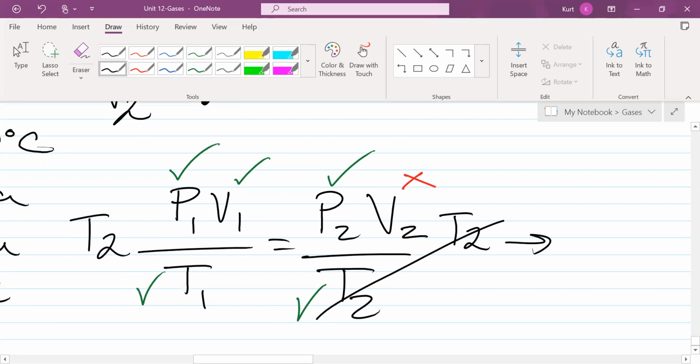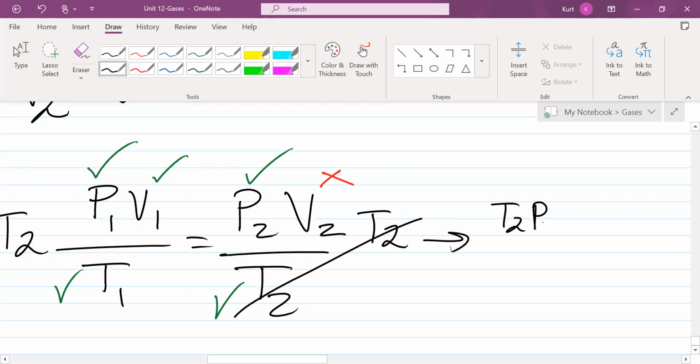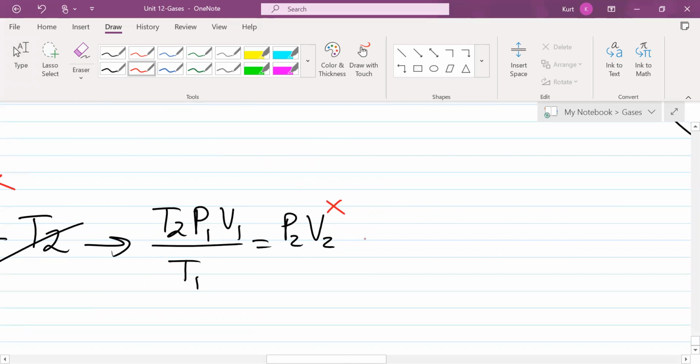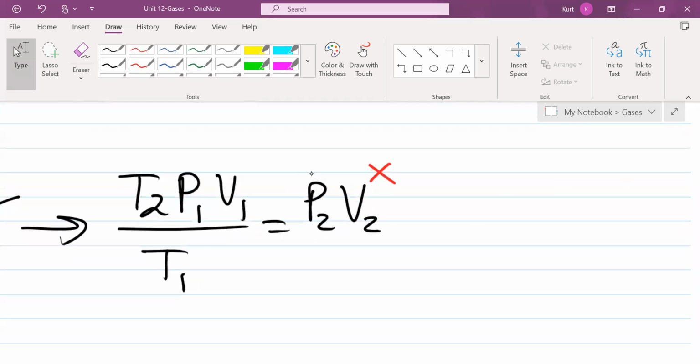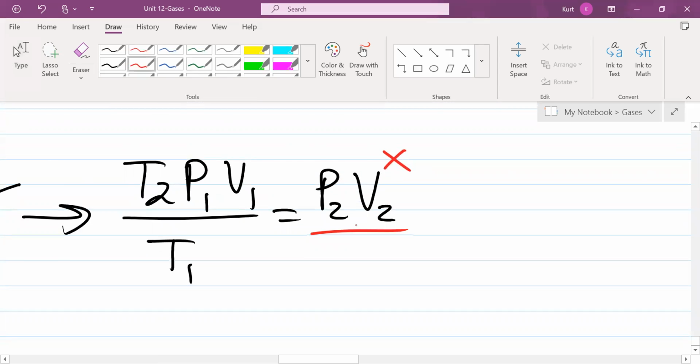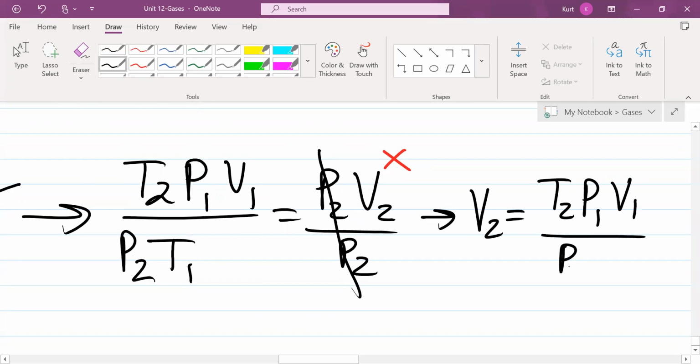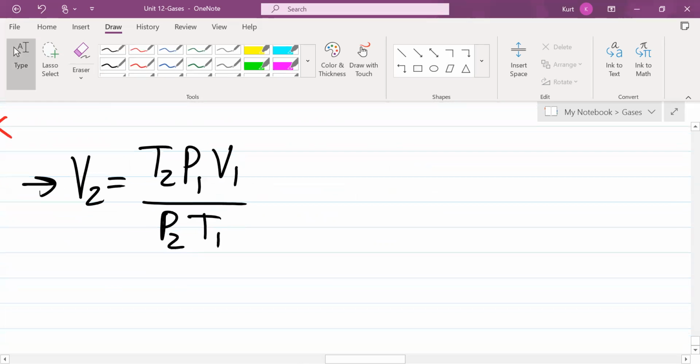So right now, as it stands, we have T2 times P1 times V1 over T1 equals P2 times V2. Okay? Colby, I'm trying to get V2 by itself. How are we going to do that? Max got us through step 1. Divide both sides by P2. That would be correct. So our new formula is going to be V2 equals T2 times P1 times V1 over P2 times T1. Okay? We now have our equation.